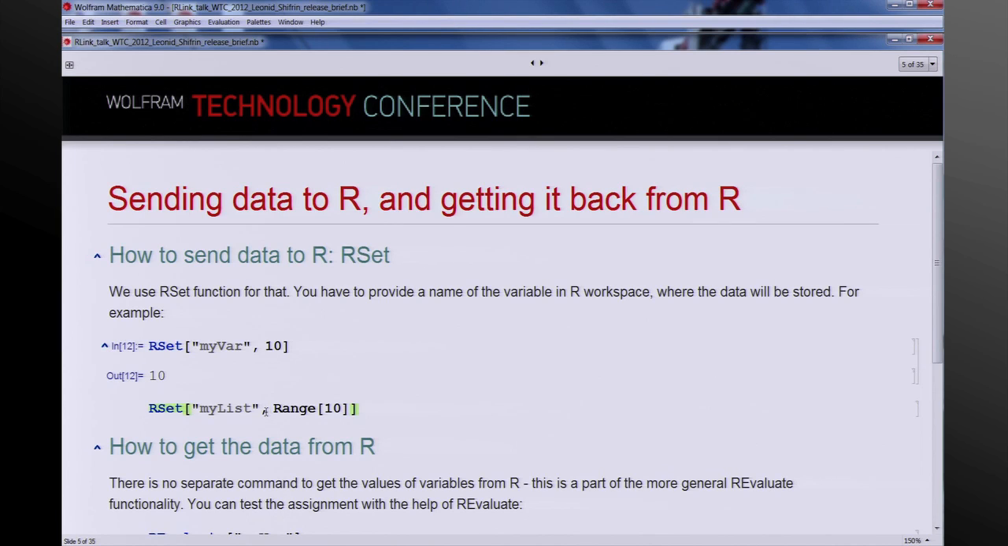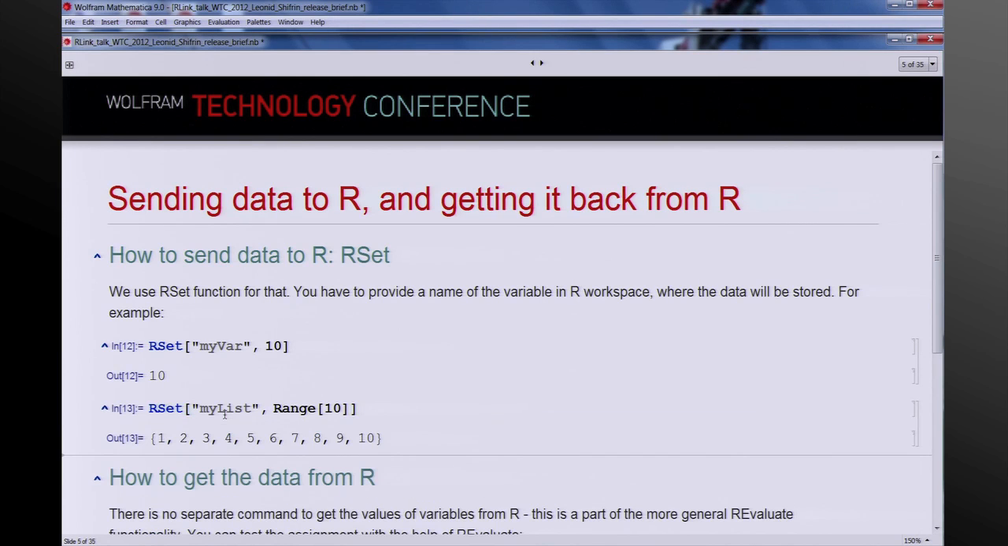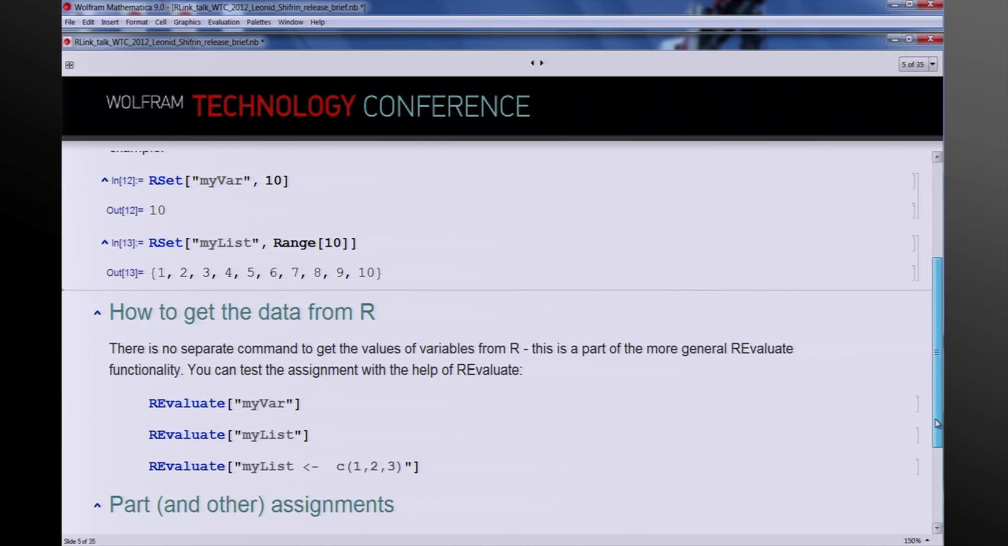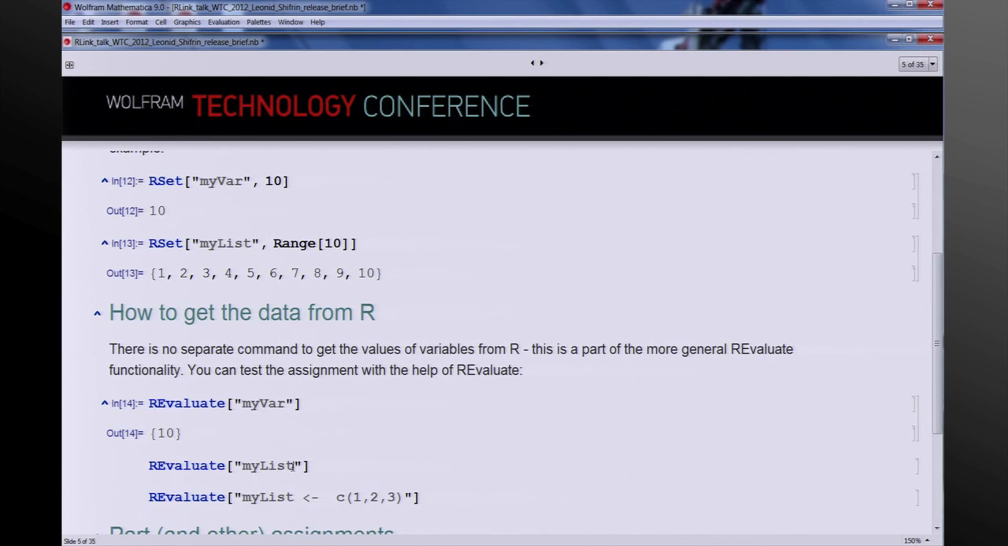It returns back the same expression, but now the variable myvar holds this value 10, or we can send a list if we want. So this is RSet, and you use that to send any data you want to send to R from those data types that are possible to send to R. I'll cover which ones you can send to R. Now you can use REvaluate, and that returns back your results.